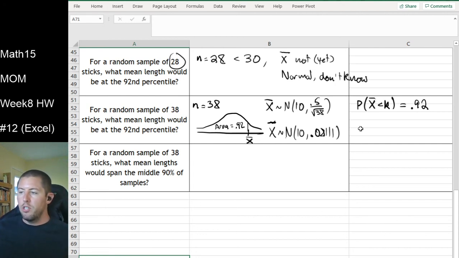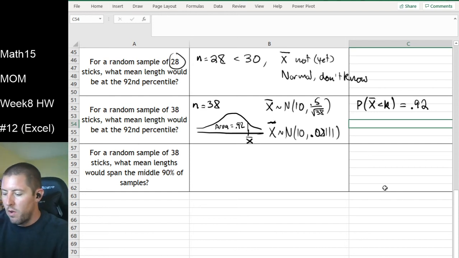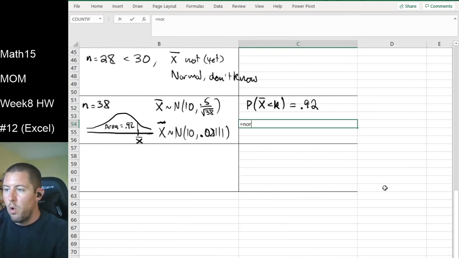So here's where I know to use my norm.inv that's associated with this guy here. So I'm going to go equals norm.inv, my inverse normal computation here. This is interested in my probability, that's the area to the left, the probability to the left of the location of interest. That's my 0.92. It's looking for the mean, which is 10. It's looking for the standard deviation, 0.08111.